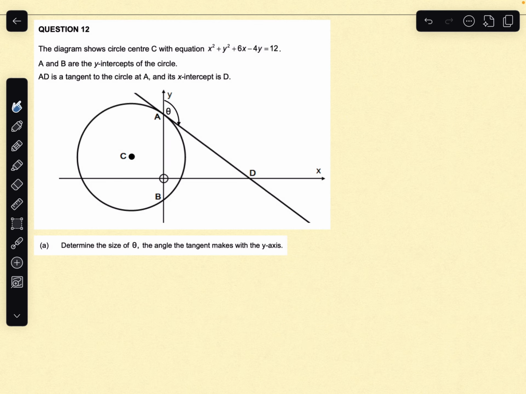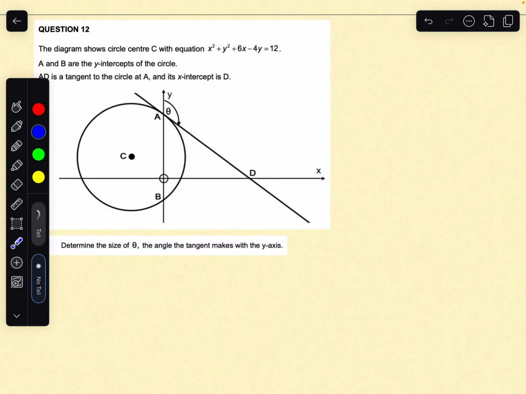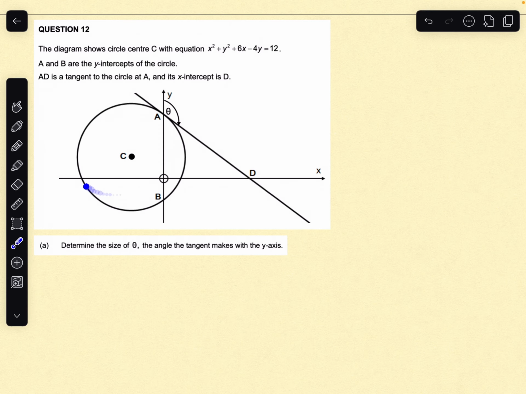We are rambling about IEB May 2025 paper 2, question 12. Let's do it. The diagram shows circle center C. Here's our center C, our circle, with equation x squared plus y squared plus 6x minus 4y is equal to 12. Okay, so it's not in standard form.